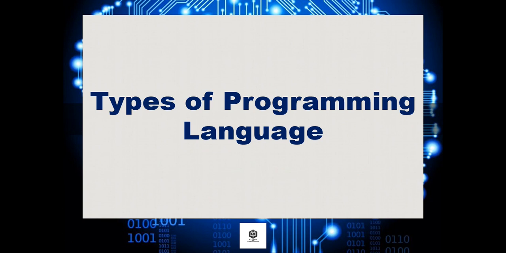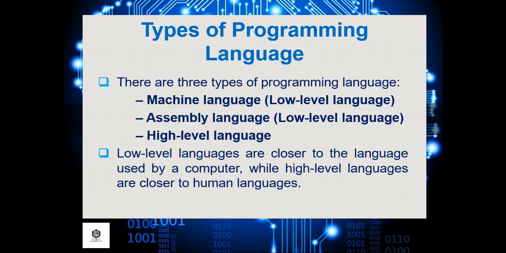Let's proceed to the types of programming language. There are three types of programming language. These are machine language, assembly language, and high-level language. Machine language and assembly language both belong to low-level language. Low-level languages are closer to the language used by computers, while high-level languages are closer to human languages.